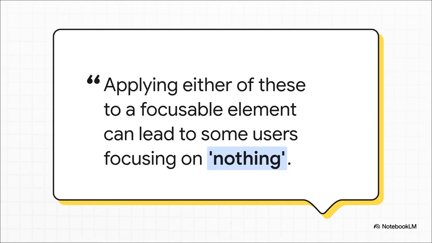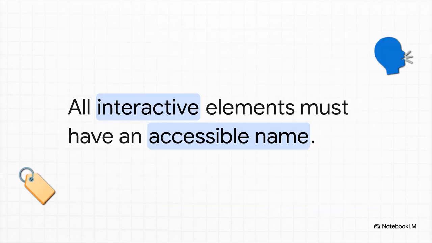If you break this rule, you create what's called a ghost control. A keyboard user will tab onto it, they know their focus is somewhere, but the screen reader announces absolutely nothing. Can you imagine how disorienting that is? It's like focusing on an empty void. And that brings us to our 5th and final golden rule.